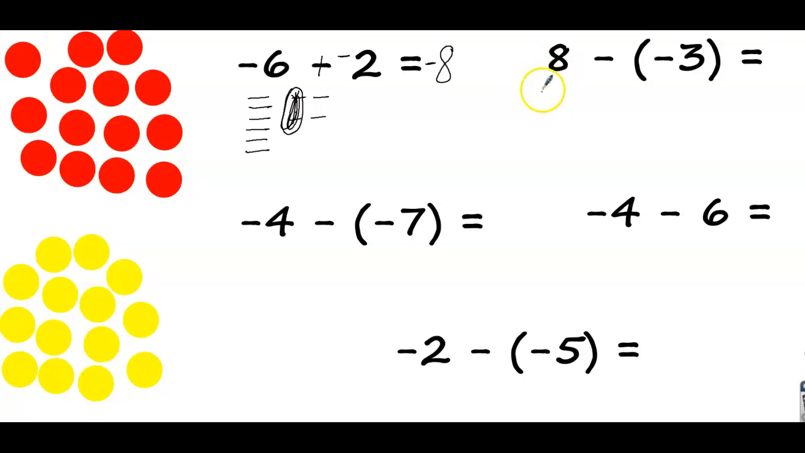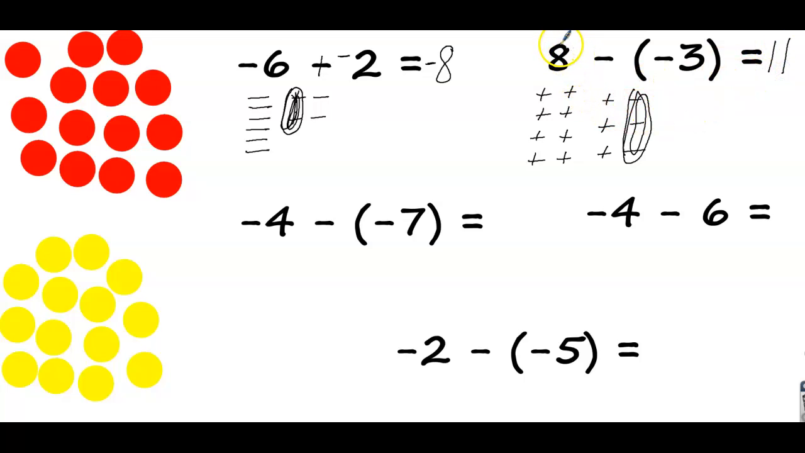Moving on to this one, this is 8 positives. 1, 2, 3, 4, 5, 6, 7, 8. We need to take away 3 negatives. We don't have 3 negatives, so we add 3 zero pairs. If I take away these 3 negatives, I now have 11 positives.